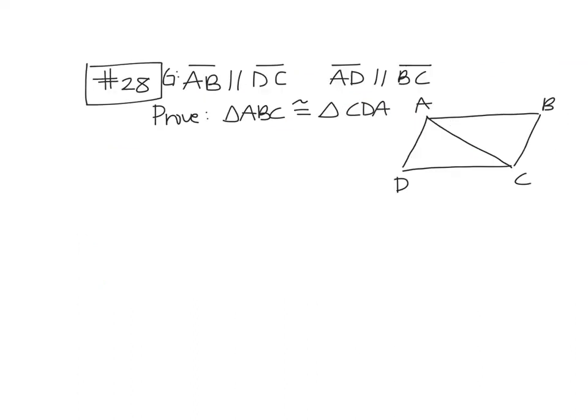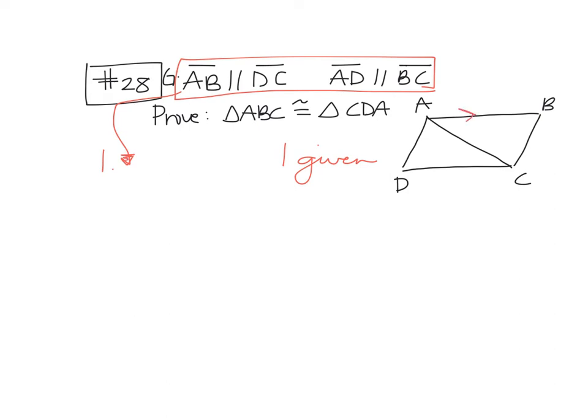And last one. Step 1, always you're given. So you take this information, put it here, and then mark what you know. So AB parallel to DC and AD parallel to BC. Okay, remember parallel lines often lead us to alternate interior angles. So because both sets are parallel, we can say these 2. So BAC is congruent to ACD.